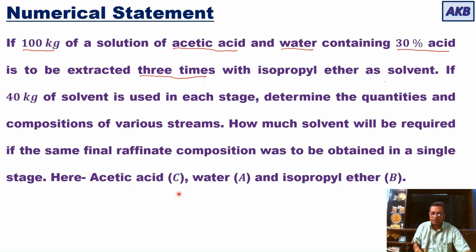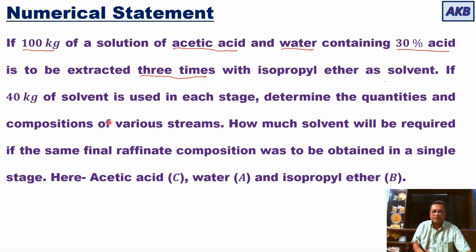And the ternary system involved is acetic acid, the solute, we denote that by C. Then we have water, we denote that by A. Water in this case is the carrier solvent, and then the extracting solvent is isopropyl ether, we denote that by B. So this is the numerical statement.